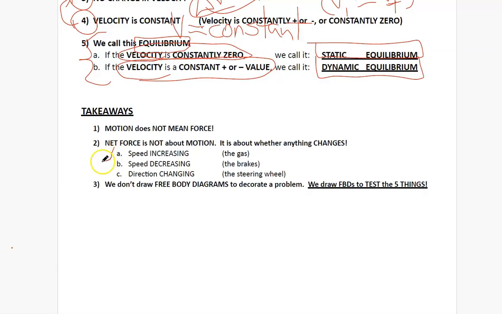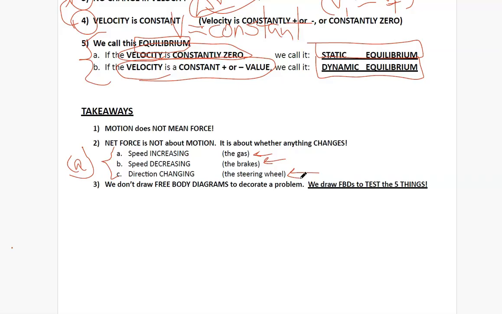So how do we get that? There are three different kinds of acceleration, and therefore there are three things net force can do. It can increase the speed, it can decrease the speed, it can change the direction. Just like in a car, you have the gas pedal to increase your speed, you have the brakes to decrease your speed, you have the steering wheel to change your direction. To a physicist, all three of these are accelerators. All three of these are examples of acceleration.